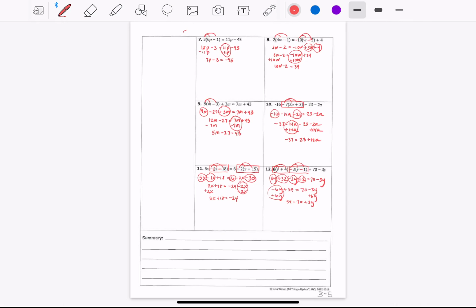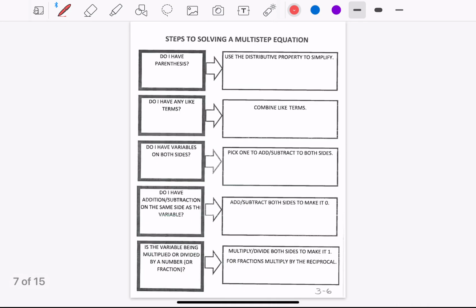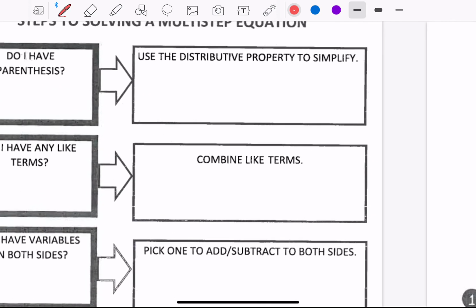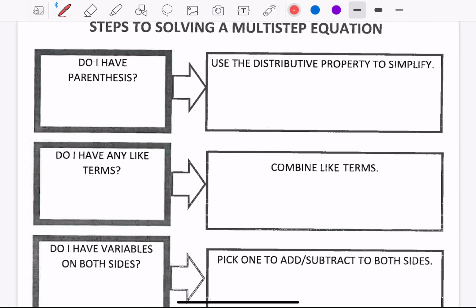Okay, guys, so what I want you to do now is go to the next page, and this is basically your little roadmap to solving equations. And we're going to go through an equation together and talk about the steps that you're taking. So let's write down this equation. 9 parentheses k minus 4 parentheses minus 7k equals 32 minus 2 times k plus 8.